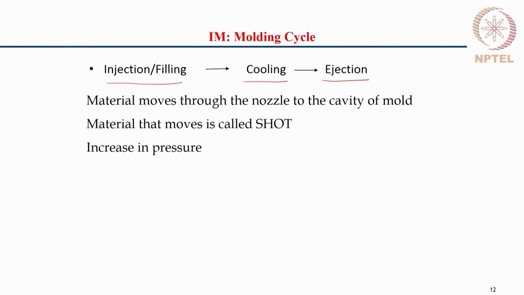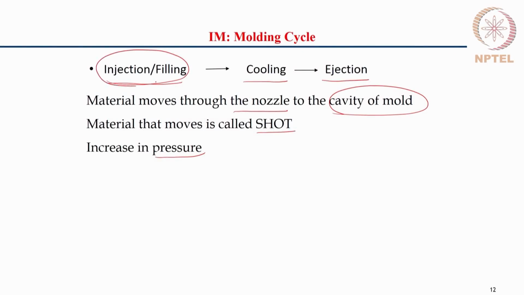So, the material that is injected through the nozzle into the cavity of the mold is called a shot, and to make the material move into the mold, we need to increase the pressure. So, typically the injection pressure is the maximum while the material is injected, and then gradually it is reduced while it is cooling, and it is not there in part of cooling as well as in the ejection stage.